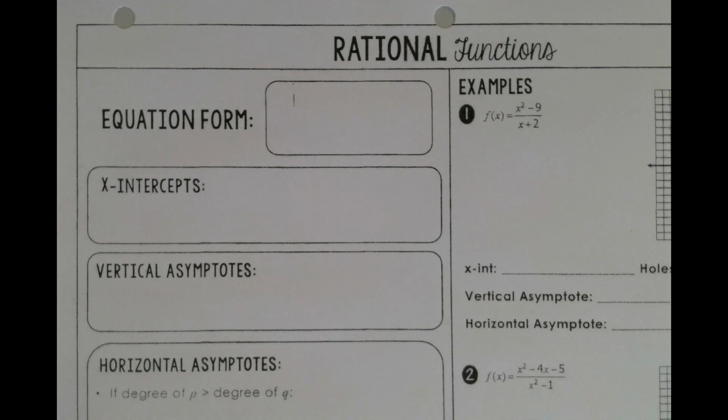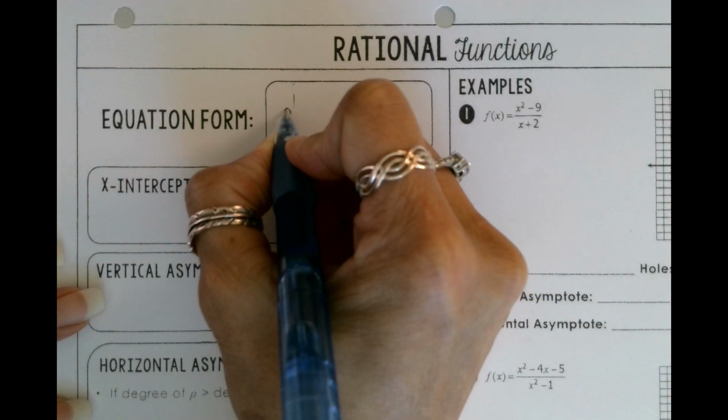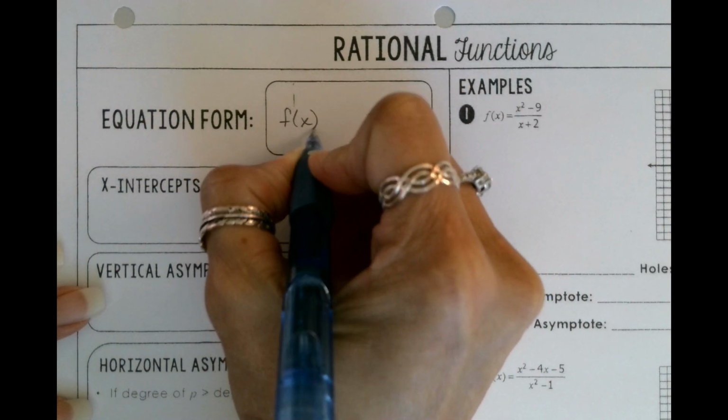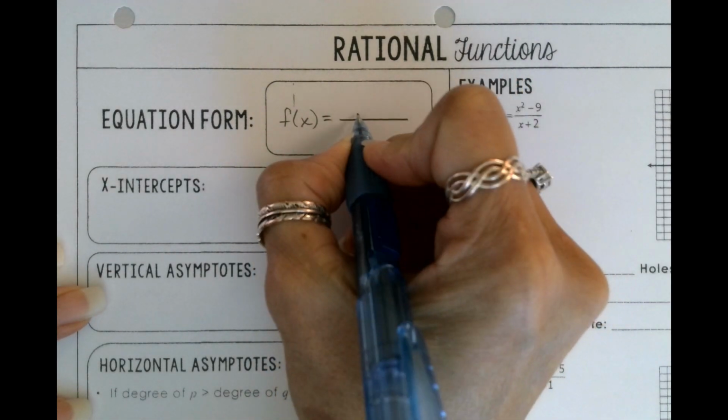Graphing rational functions is going to be the intent of this lesson today. Let's look at first what the form of an equation of a rational function looks like. So let's say we call the rational function f of x. It is going to be composed of a numerator and a denominator value.